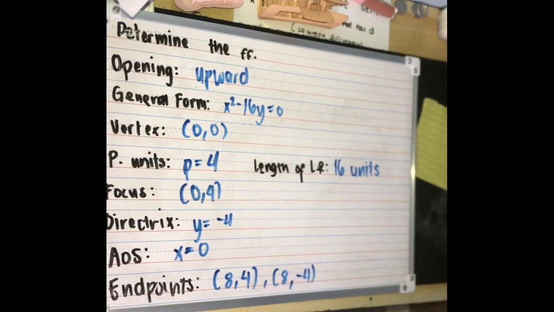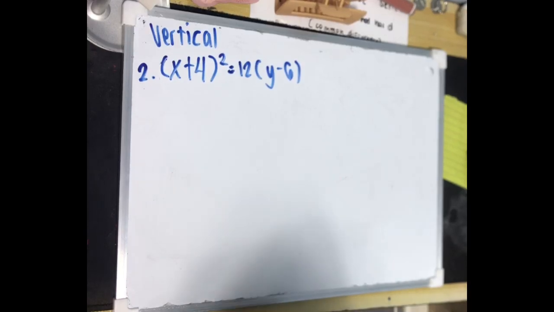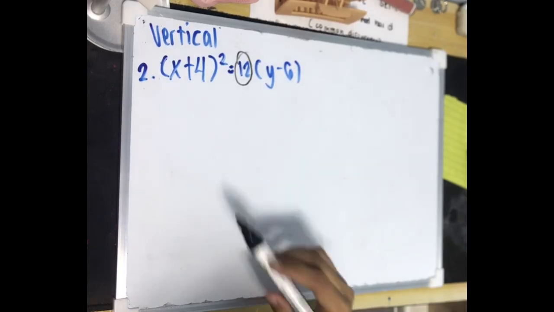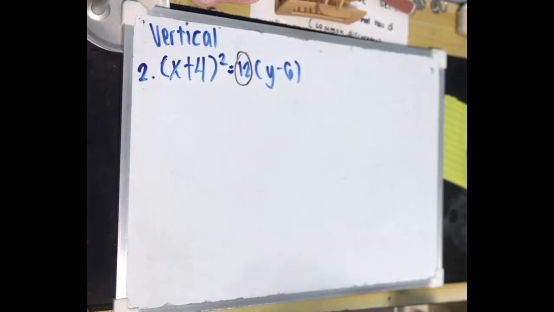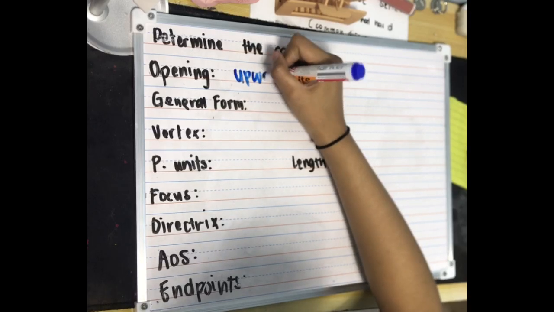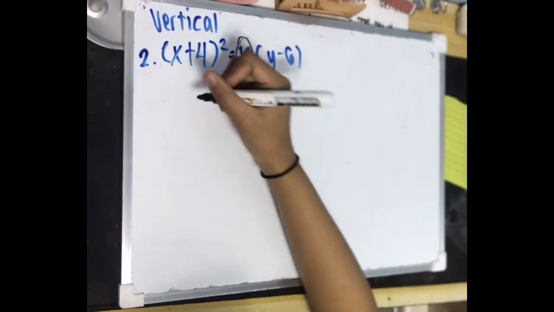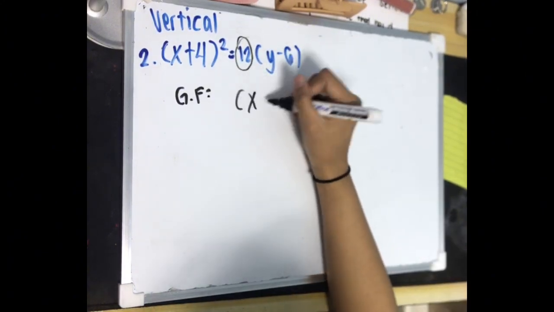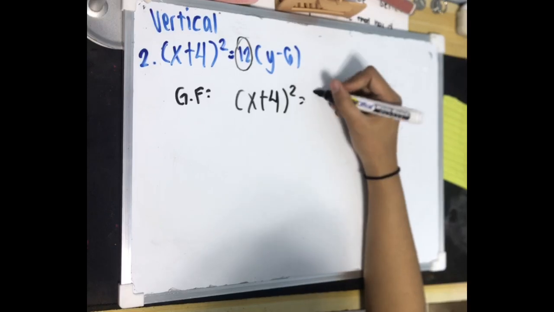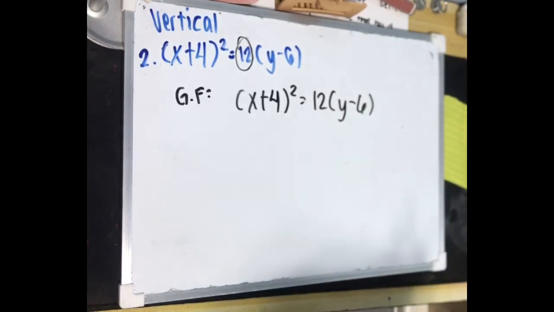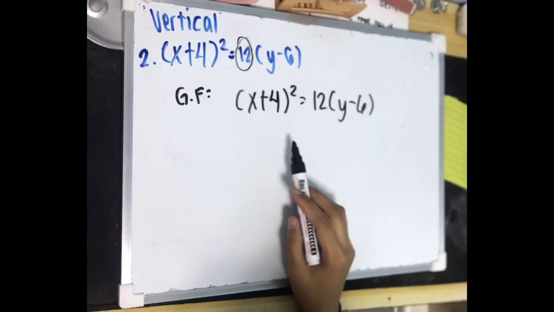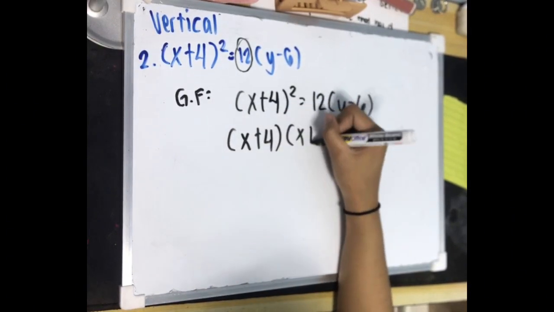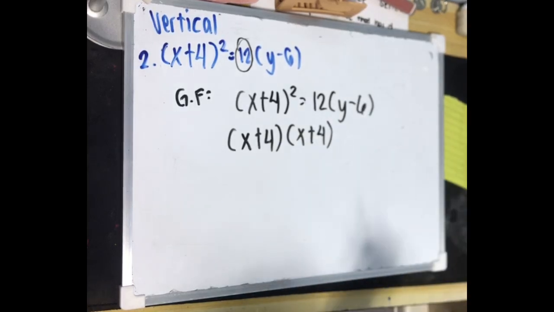So, let's move to example number 2, the vertical one. To determine the opening of the given, this is the 4p, as usual, in the middle. Since it is positive, the opening is upward. Now, to solve for the general form of this equation, we're going to write down the given. Since the left side is squared, we're going to expand. We have to multiply both sides.